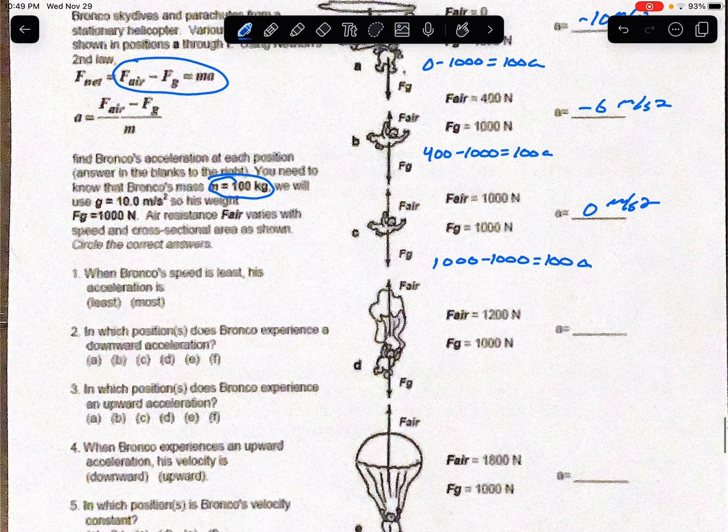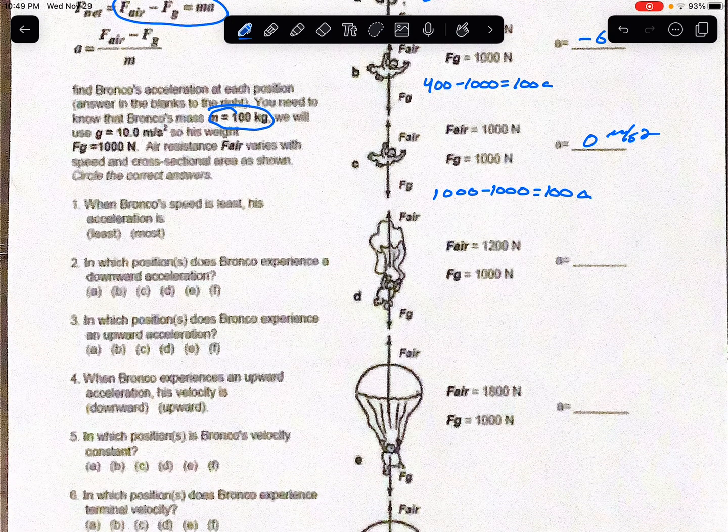Then we have our guy. He pops his parachute. This is where you've got to be thankful for air resistance. If there wasn't any air resistance, then that parachute wouldn't do anything. So now all of a sudden my air resistance starts going up because that parachute is creating more drag. So I'm going to do my 1,200 minus 1,000 equals my 100 times a. So now my acceleration is 2 meters per second squared.